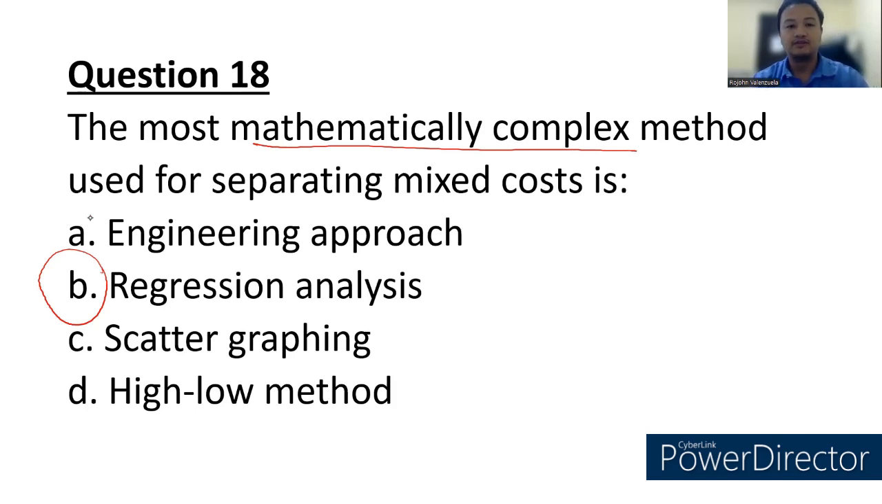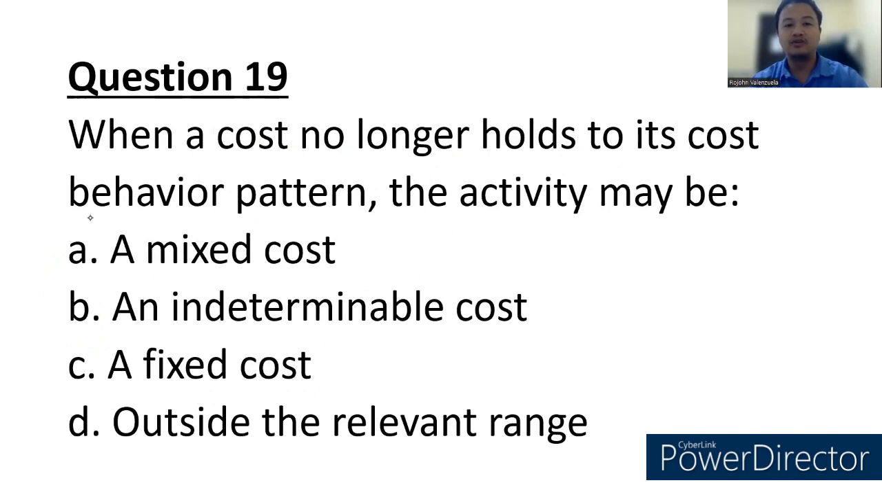Okay. Then we're down to the last question. When a cost no longer holds to its cost behavior pattern, the activity may be. Pag yung cost, hindi na siya pumapasok sa behavior pattern nung cost na yon, ibig sabihin yung activity ay outside na ng relevant range. Ano ibig sabihin niya? Again, kapag yung cost na yun, hindi na siya katulad ng behavior pattern, it means that the cost is not behaving as expected based sa historical data na meron tayo. In this case, labas na siya sa relevant range.